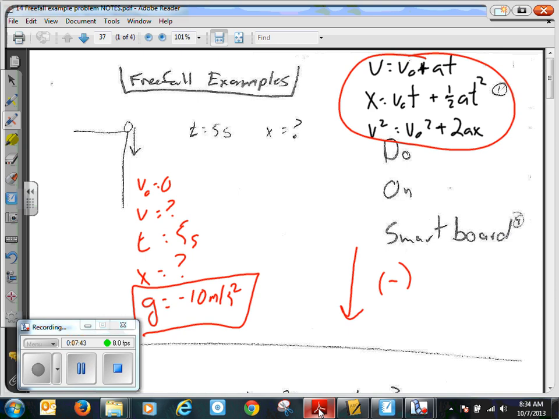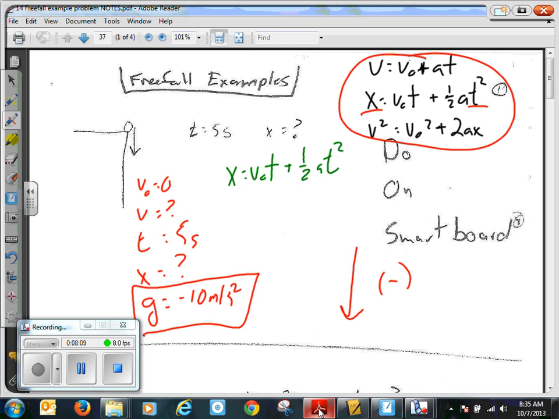Okay, so I'm looking at my formulas. What do I have? Well, I don't have a lot. I have time. So I need x and time in one. Oh, look, here's x. Here's time. Okay, I think maybe I'll use that one then. So I'm going to use that formula: x equals v sub naught t plus 1/2 AT squared.